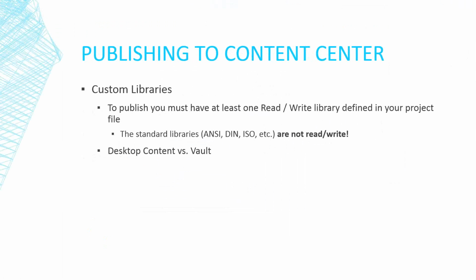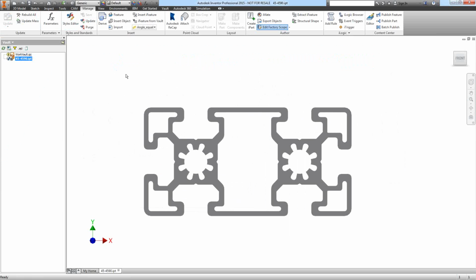So of course the first step to publishing anything to the Content Center is you must have a custom library defined. Now with a default installation, if you don't uncheck any boxes or make any changes to the configuration during Inventor installation, your Inventor will be set up to use the desktop content libraries. These are just databases that sit by default on your computer. All of the standard libraries are there, and you have one custom library created called My Library.